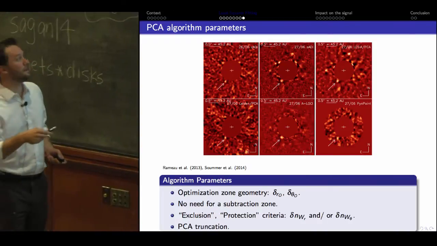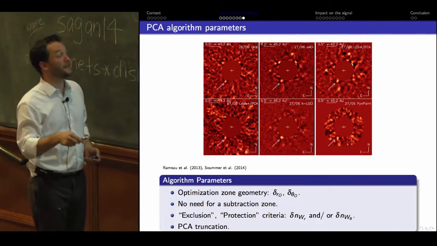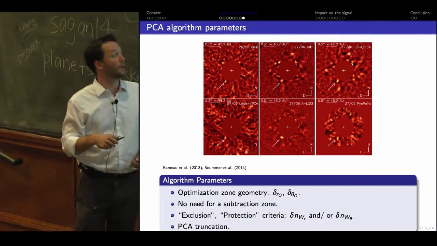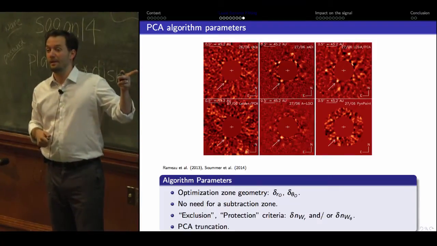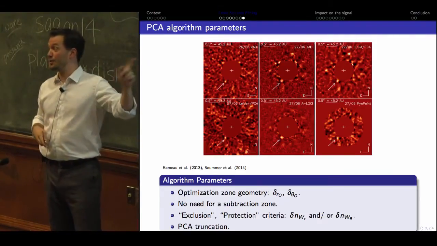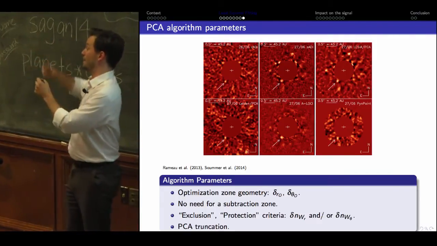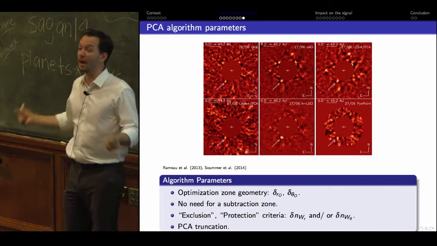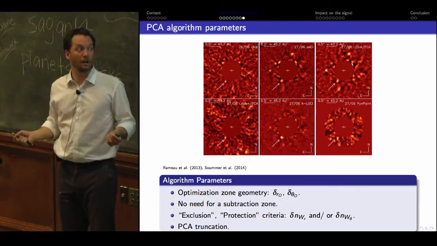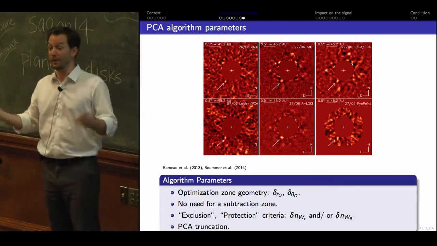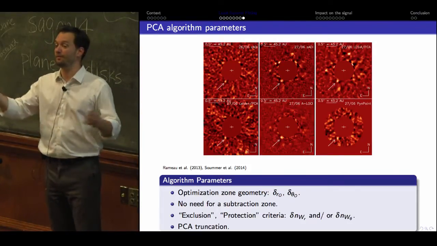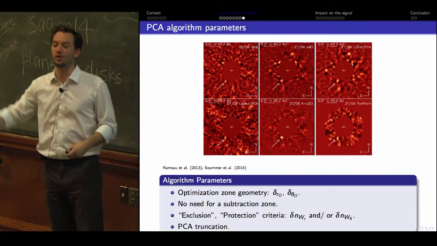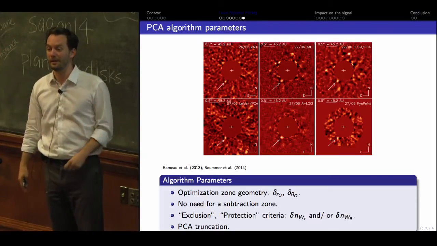So the algorithm parameters, at this point, the other nice thing about using this is that you don't have to do the trick of using a subtraction zone and an optimization zone. You could do the same thing, but in practice I found that I can just get away without doing it. So you remove your computational cost. I mean, this is just so much faster because you don't have to deal with that.